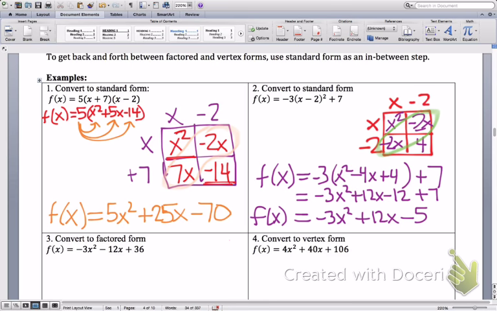So we just went from vertex form to standard form. So to go to standard form, looking at both of these examples, it's really not that crazy difficult. So let's go ahead and look at examples 3 and 4.